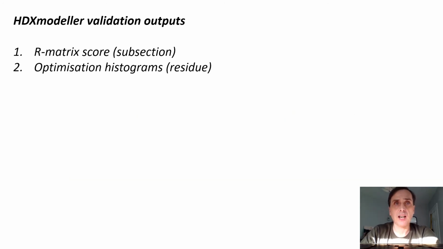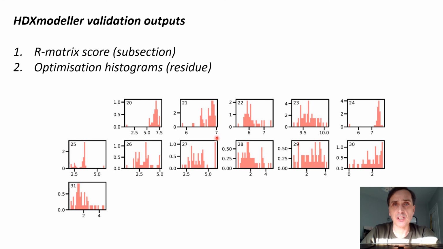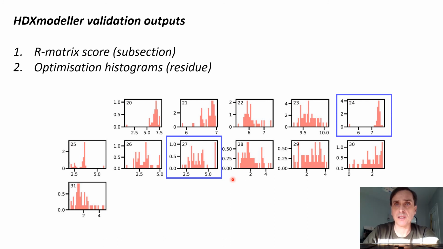Other optimization outputs include the optimization histograms. This is residue level information. It's difficult to ascribe too much to this. Normally the median is a good representation of the true value, and so a broad histogram such as this doesn't mean that the optimization is poor, but on the other hand, greater confidence can be ascribed if you get a very narrow distribution such as the one shown here.